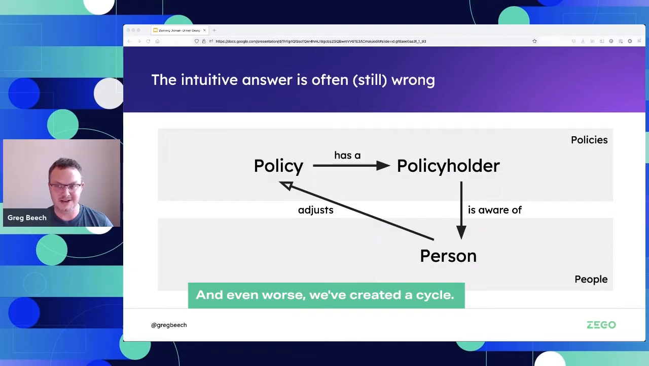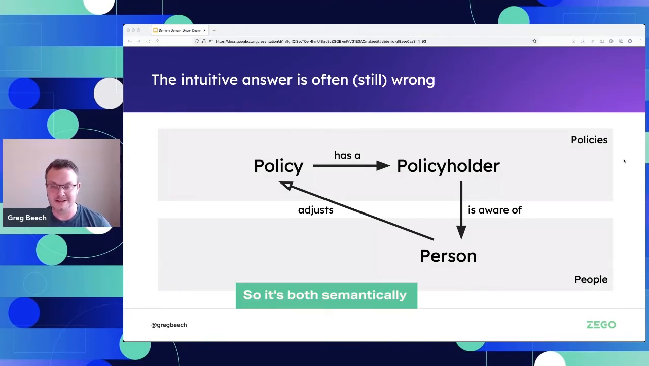And even worse, we've created a cycle. Now, if you've done much work with relational databases, you've probably run into cyclic problems like record A referencing B with foreign keys, B references C, C references A, and you want to delete them, but you can't delete any of them because of the cycle. So cycles complicate programming. It's something we want to avoid. So it's both semantically wrong and difficult.